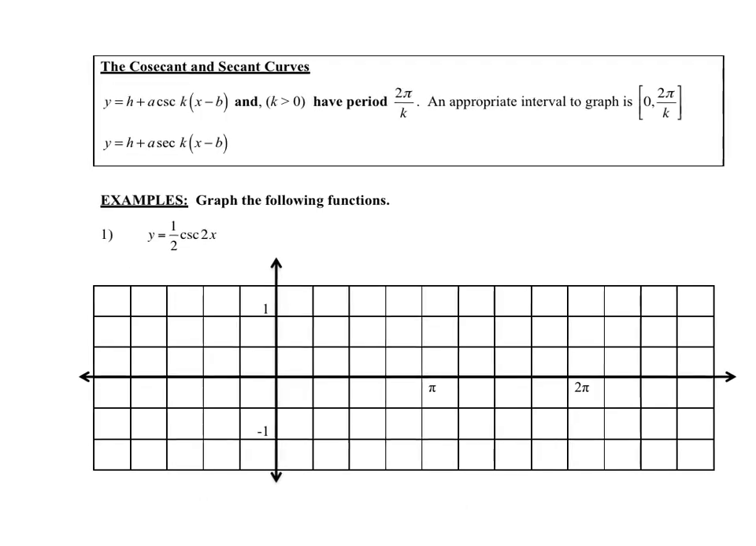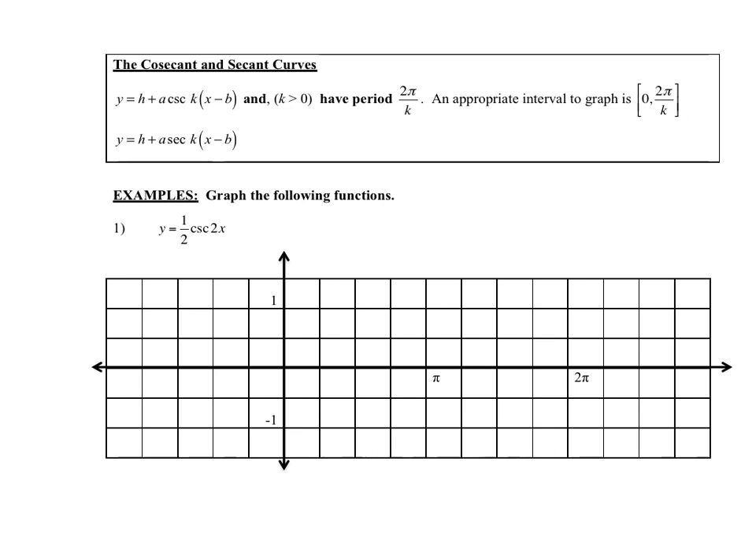On the back page, we're going to talk about how these are very similar to everything else we've done so far. I have the H and the A and the K and the B, okay? And these have a period of 2 pi over K because it's the same as sine and cosine, since they're reciprocal functions. And so I'm going to use that same idea, and I'm going to stretch and shrink and move the same way that I have.